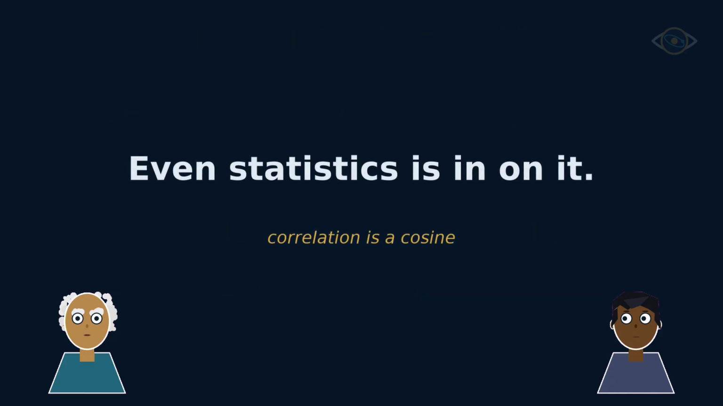One more that surprises people. Take two datasets, center them, and the correlation coefficient between them is exactly the cosine of the angle between their vectors. So, these two things are correlated literally means their vectors point in similar directions. Correlation is a dot product in disguise.